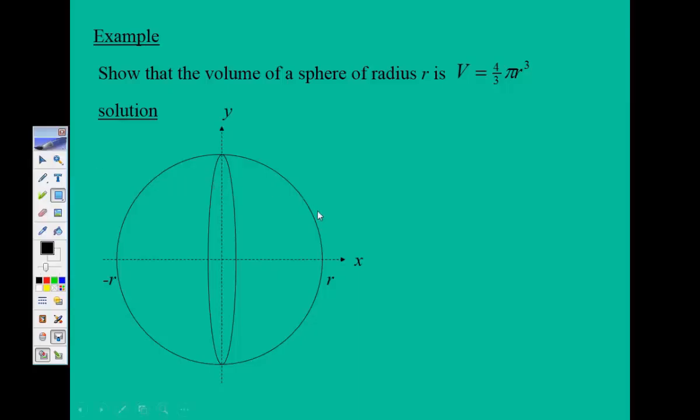Here's our sphere. Now I'm putting the sphere on the x and y coordinate plane, where the center of the sphere is located at the origin.